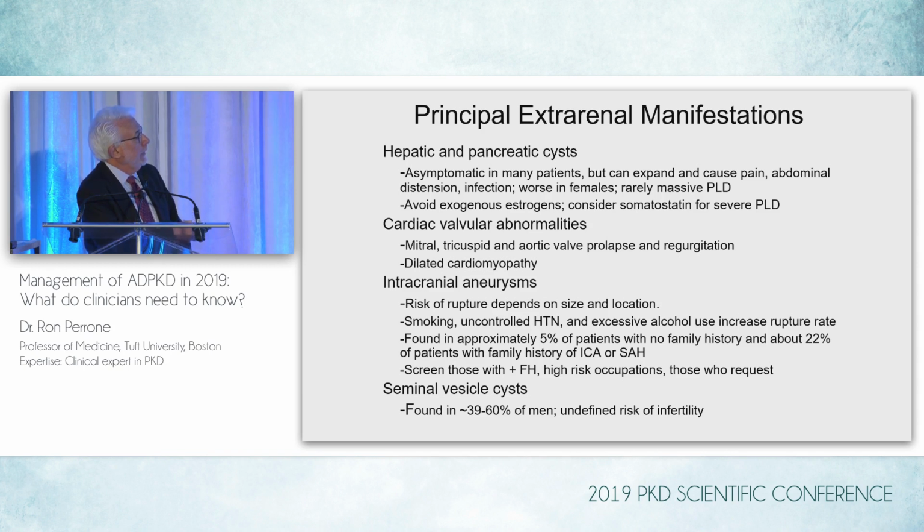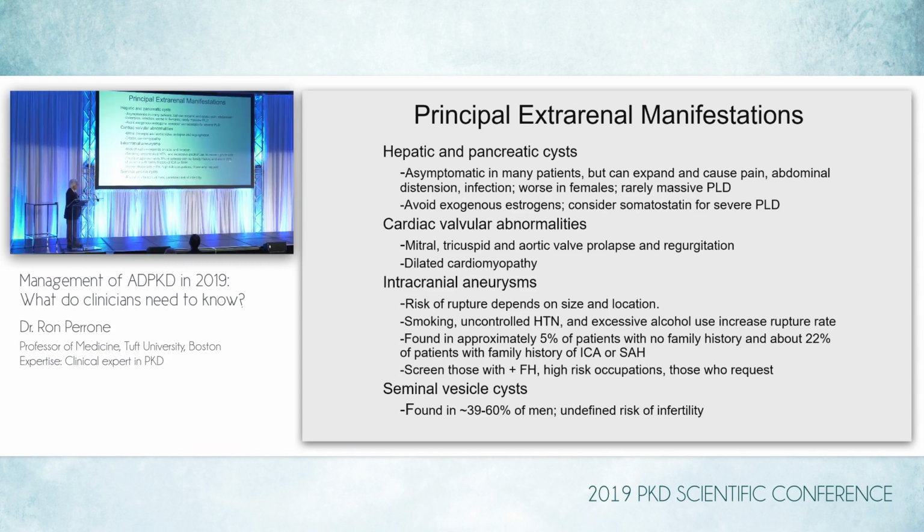Typically, they're found in 5% of patients with no family history and almost a quarter of patients who have a family history of intracranial aneurysm or subarachnoid hemorrhage. The risk of rupture depends on size and location. We know that smoking, uncontrolled hypertension, and excessive alcohol use can increase the rupture rate.